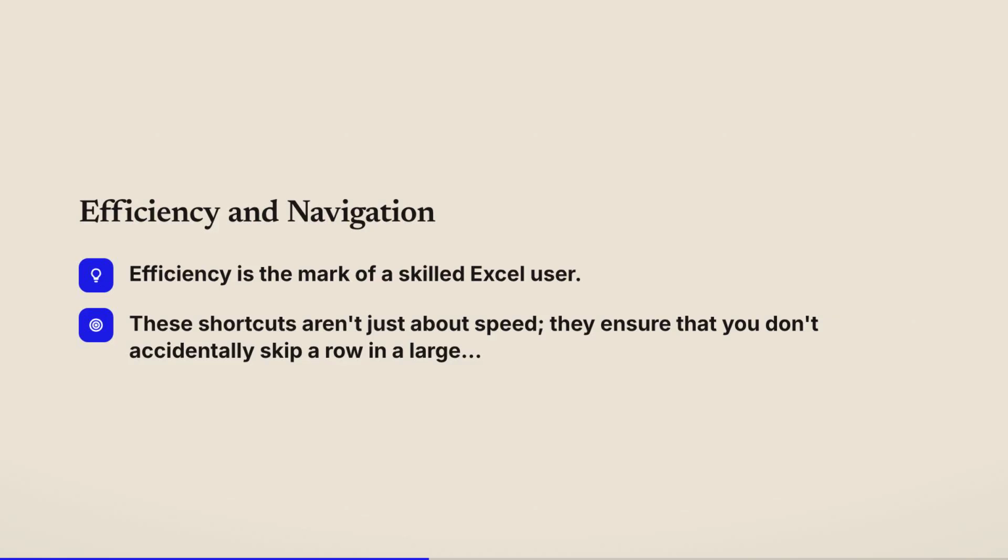Once your data is selected or your formula is written, you need to fill it down the column. The fill handle, that small green square at the bottom right of your selection, is your best friend here. You can click and drag it, or simply double-click it to automatically fill the formula down to the last row of your data. For those who prefer the keyboard, selecting the range and hitting Ctrl-D on PC or Command-D on Mac will instantly duplicate the topmost formula into all selected cells below. These shortcuts aren't just about speed, they ensure that you don't accidentally skip a row in a large dataset, which is a common source of error in manual financial reporting.